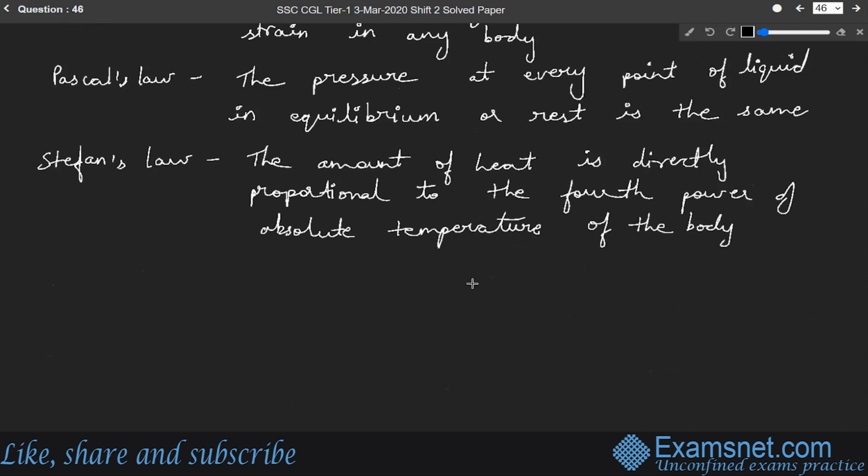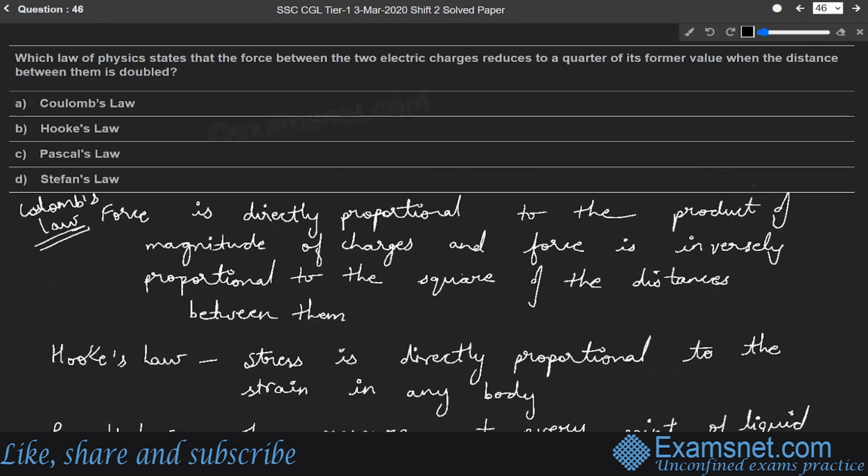Now coming to the answer for this question. Question says that the force between two electric charges reduces to a quarter of its former value when the distance is doubled. If the distance is doubled, then the force between two electrical charges is reduced. It means that in this case, force is inversely proportional to the distance.